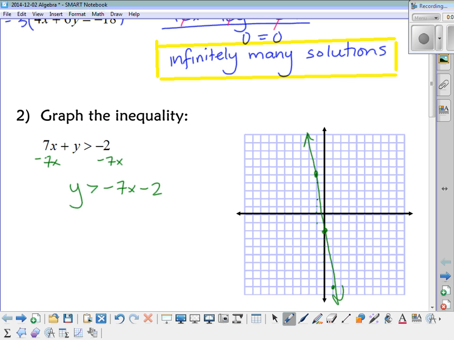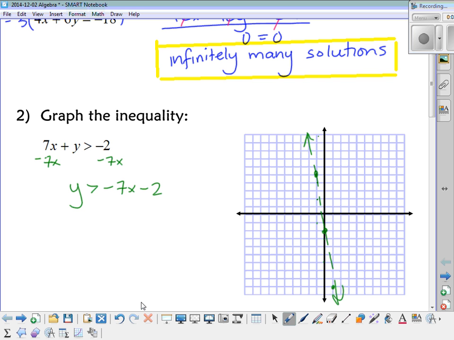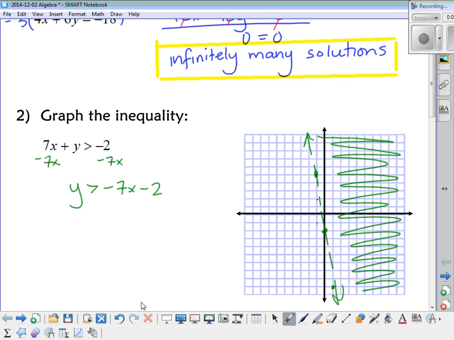Oh, wait a minute though. That's an inequality, so I need to have a dotted line because it's not greater than or equal to. All right, so it's greater than, so that means I want to shade the side where the y's are getting bigger, and that would be this side of the graph here. Also, if I test the point 0, 0 in it, 0 is greater than -2, and 0, 0 is on the right side of the graph. So I know I have shaded the correct part.